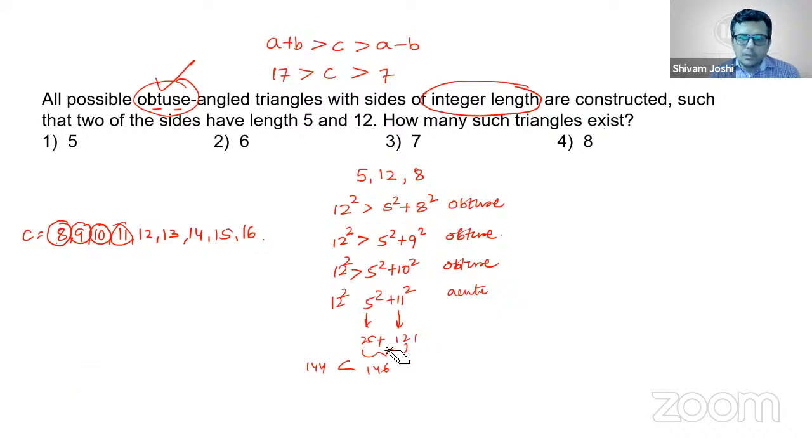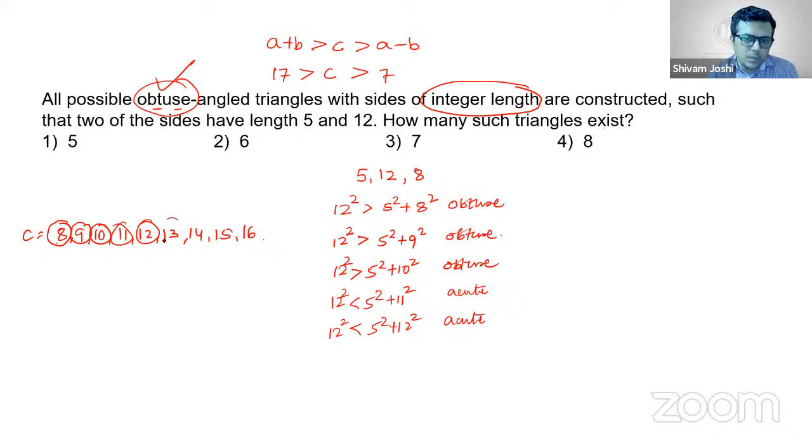Now I'm going to take the next value, which is 12. So now my combination is 5, 12, 12. 12 is still the longest side. And therefore, I'll be comparing 12 squared with 5 squared plus 12 squared. Obviously, I don't need to calculate because 5 squared plus 12 squared is always greater than 12 squared. So this is also acute.